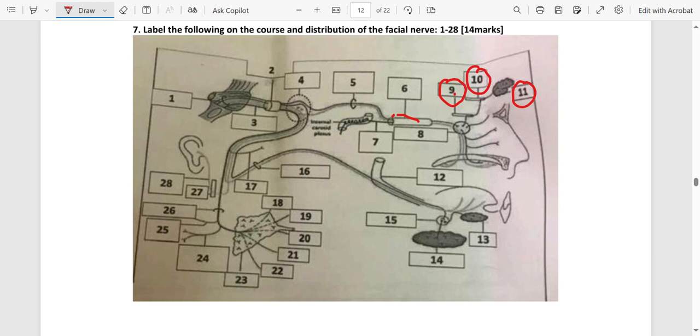So when you are forming these branches of the facial nerve, they are really interesting because when you join what we call the greater petrosal nerve with the deep petrosal nerve, you form what we call the nerve of the pterygoid canal, because it is in the pterygoid canal, and that's the 6, nerve to pterygoid canal. This is the greater petrosal nerve, number 5. 7 is the deep petrosal nerve, which comes from the internal carotid plexus.